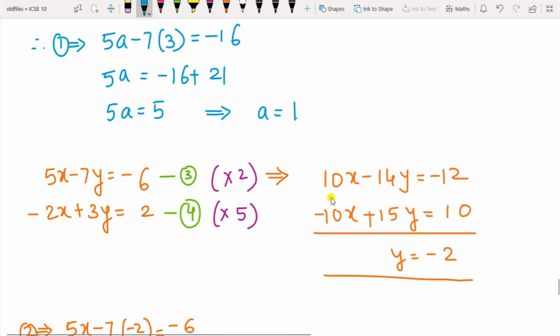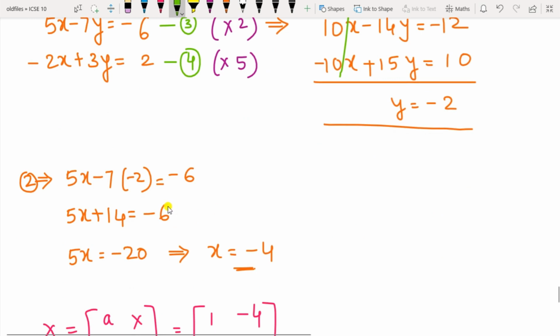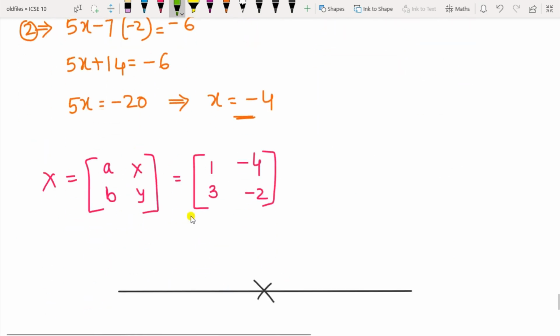So solve those equations now. This will get cancelled in this case. Okay, so this will be y equal to minus 2, that is the value of y in this case, and substitute y equal to minus 2 in either equation 3 or 4, and then find the value of x. So it will be minus 4. Therefore the matrix X that we have considered is a, x, b, y. Now write the values of a, x, b and y here. So this is the resultant required matrix.